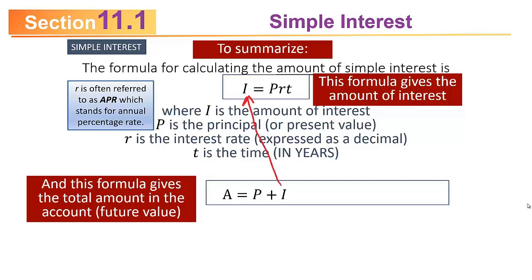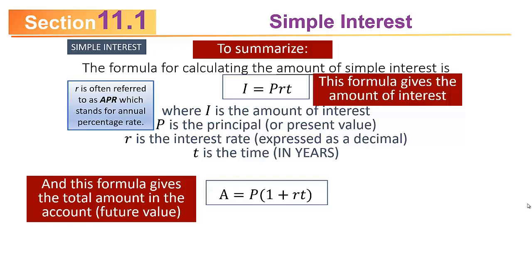But notice that I, capital I, is really PRT. So if I took that capital I out and substituted PRT, I have a capital P in both terms. I could actually factor a P out and get P times the sum of 1 plus RT. That's really the easiest way to write this. If I get out the clutter in the middle, I get a formula for future value for simple interest, and it's capital A is equal to capital P times the sum of 1 plus RT.